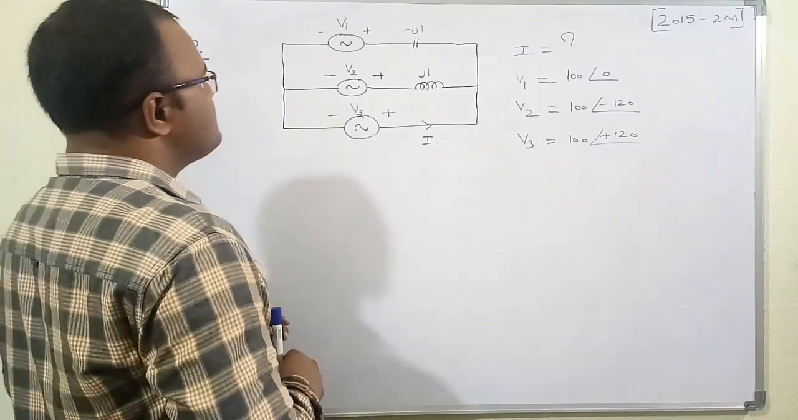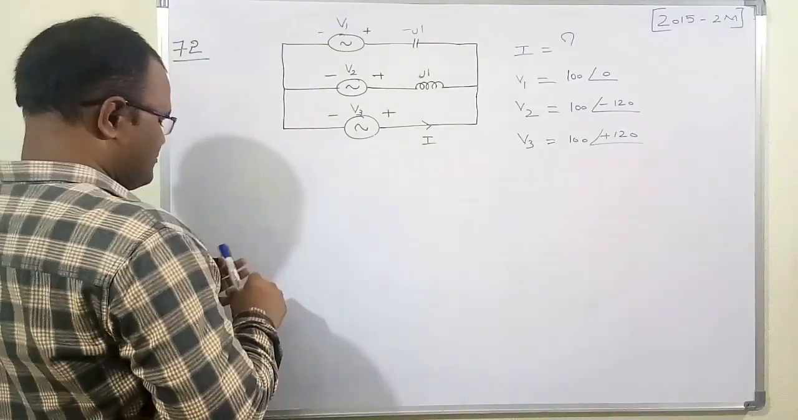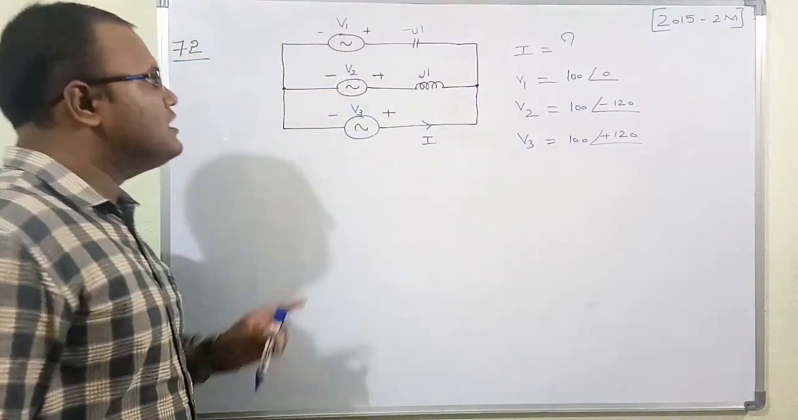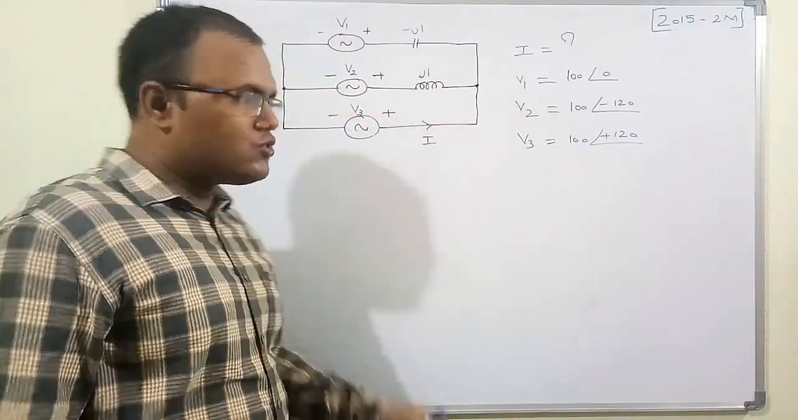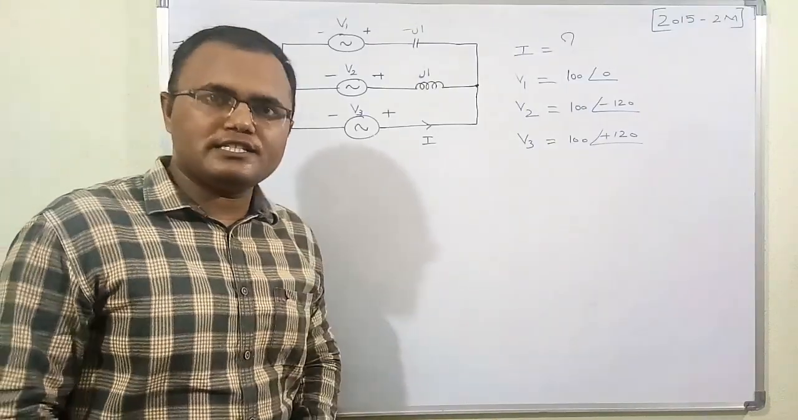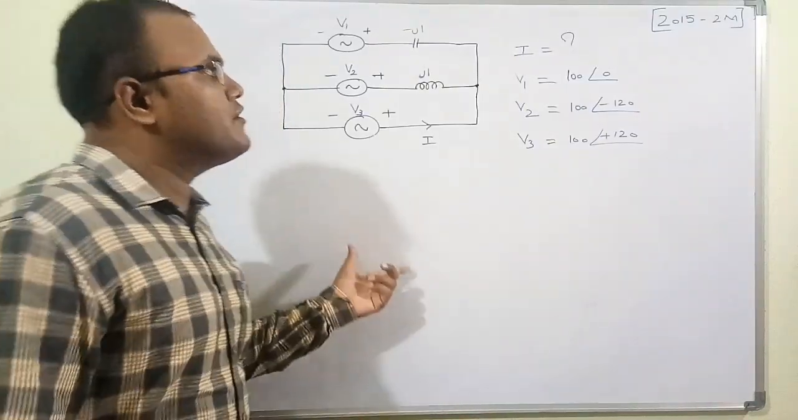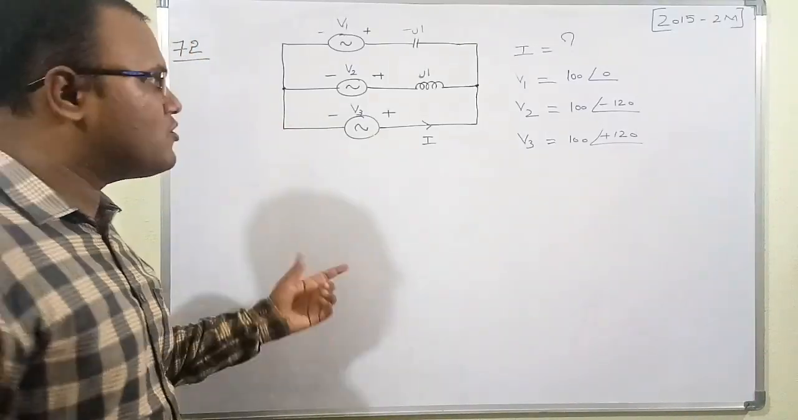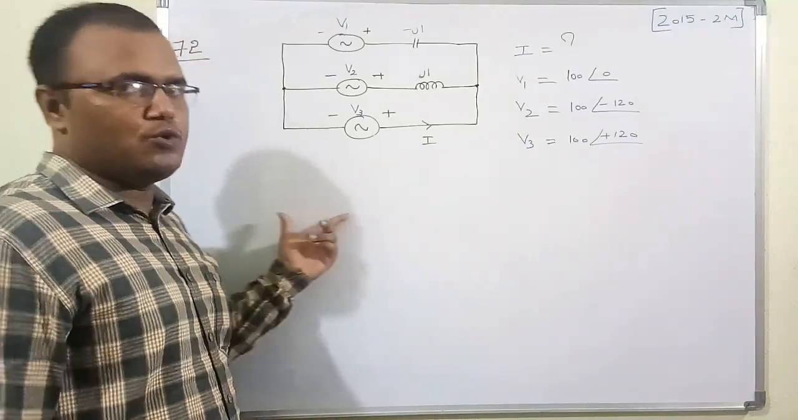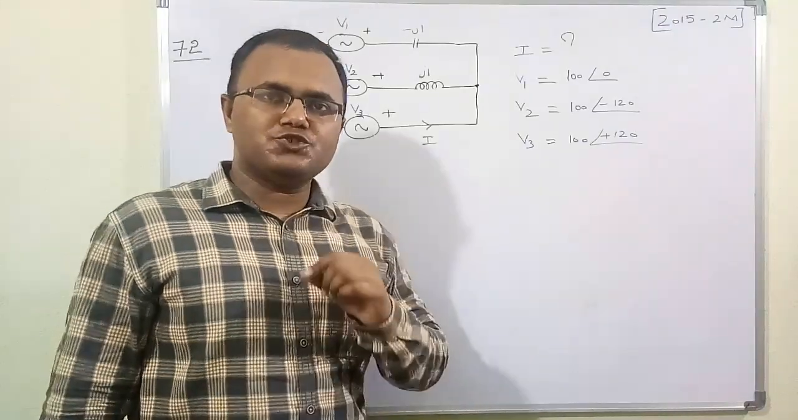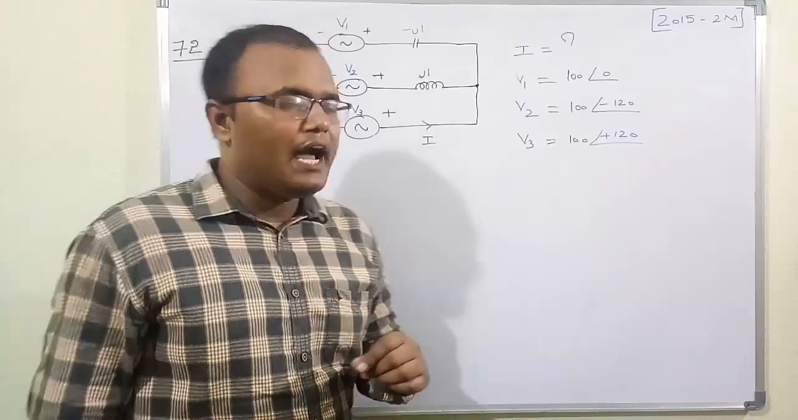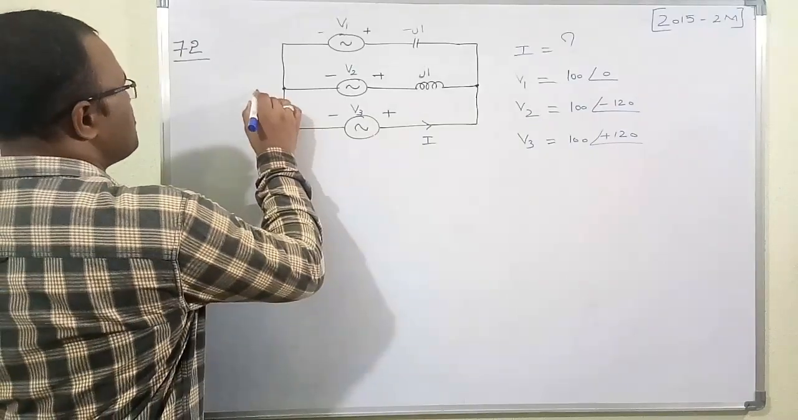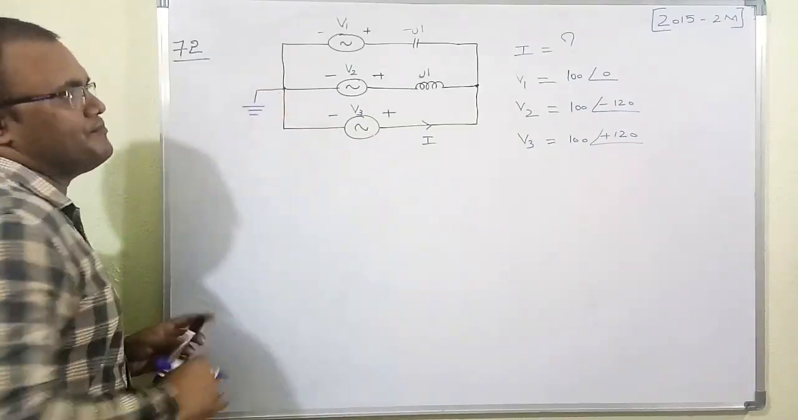If you see carefully, there are actually 2 nodes. This is node 1 and this is node 2. Out of these 2 nodes, I am going to solve this numerical by the nodal analysis method. I am going to assume one node as the reference node, with potential 0, and the other node voltage we must figure out.